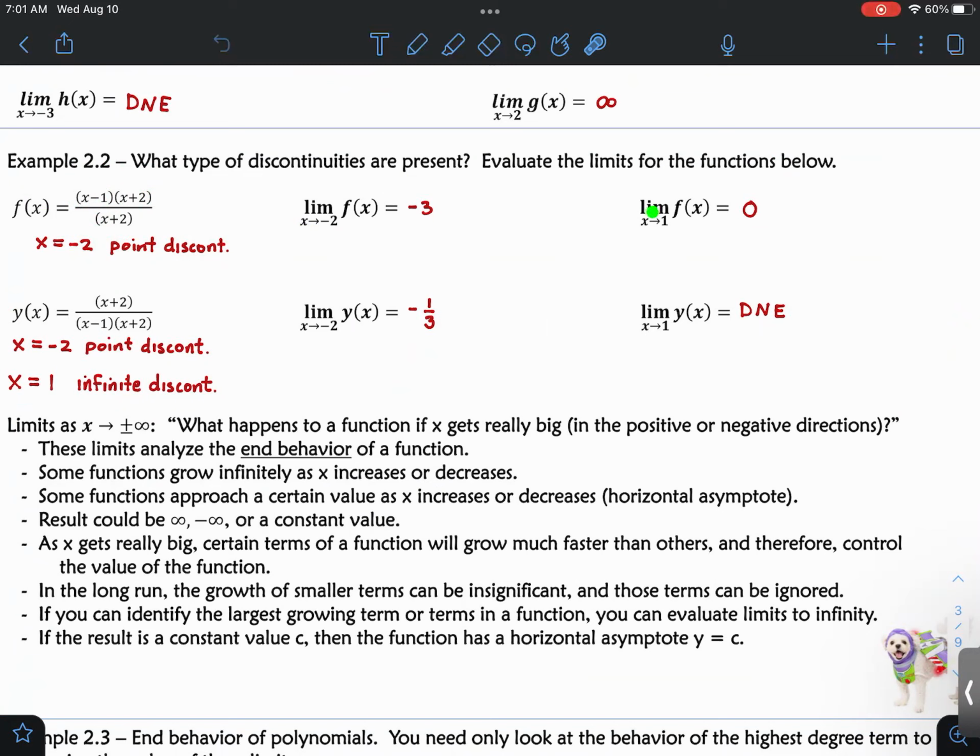Limit as x goes to 1. Well, this one's even easier because we don't have a discontinuity at x equals 1. So you can just plug the 1 directly into all of that stuff there to get back a 0.